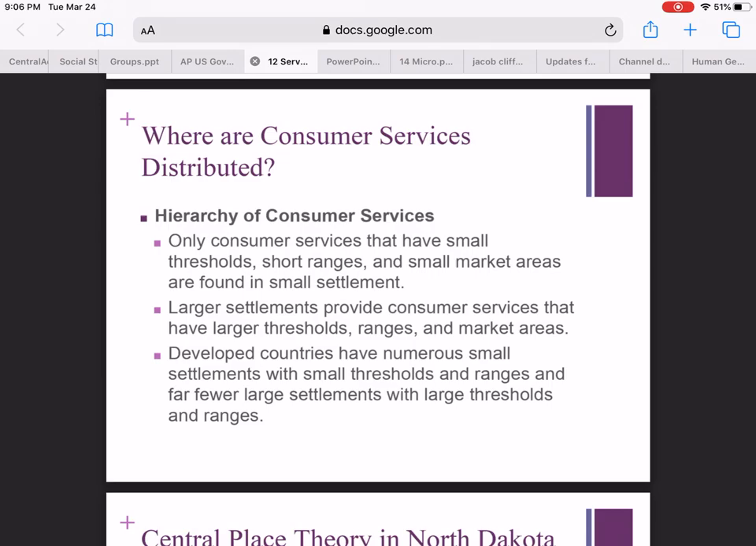And then generally what we see in developed countries is that developed countries have a lot of little tiny cities that have small settlements, small thresholds and small ranges, and far fewer large settlements with large thresholds and large ranges. So if you look at the United States, we have a ton of really small cities. We only have a handful of really, really big cities. We have a lot of medium-sized cities like Dayton, and then we have tons of suburbs like you would see with Englewood, and then tons of small cities that we would see in a lot of our rural areas. So in our developed countries, we see that a lot.